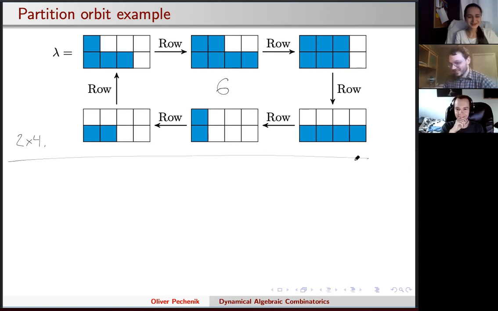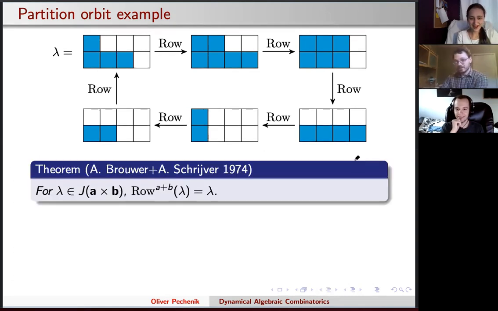Well, you're all presumably thinking the right thing. There's only like one plausible guess, and it is amazingly correct. Turns out if you take any rectangle, so here's my notation. So this is an A by B rectangle, and I'm looking at sort of the set of all ways of stacking up boxes in an A by B rectangle. And I claim that if I do this process A plus B times, I always get home.